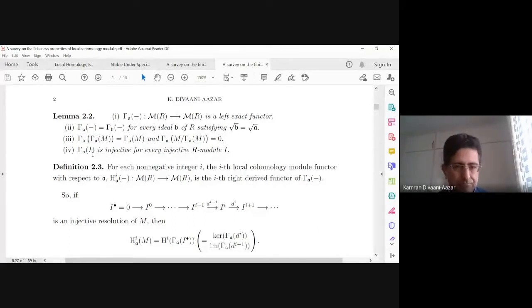And the fourth part says that for any injective R-module I, gamma A of I is injective. This is very essential in the theory of local cohomology. And this is one of the points where we use the Noetherian assumption. There is another theory of local cohomology for non-Noetherian rings that was developed by people like Schenzel, Lipman, and Greenlees. But here we restrict ourselves to the Noetherian case. So we have this good result here, a very useful one.